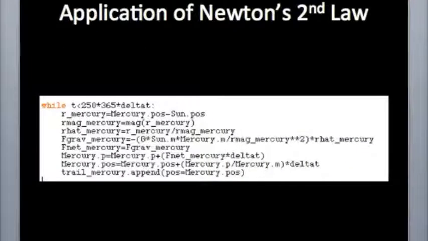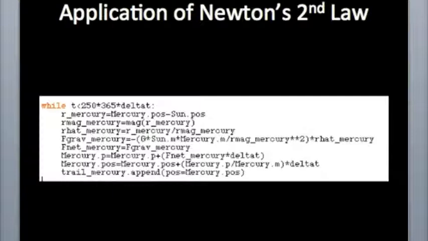Newton's second law is applied, of course, because with the data I can use the distance between the planet and the sun to find the magnitude of r and r hat. With these values I can find the gravitational force. The gravitational force is the only net force. So now that we have the net force, we can find the momentum of the planet. The change in momentum is equal to the net force times delta t.